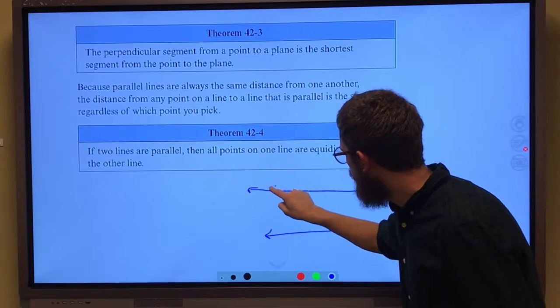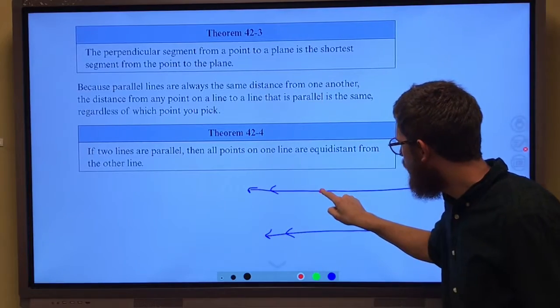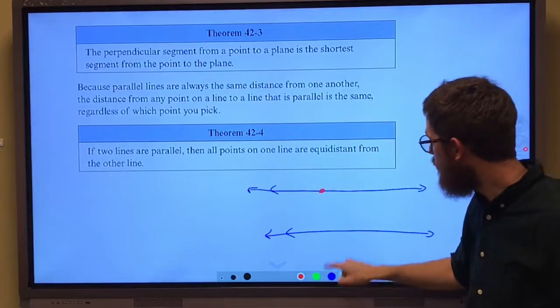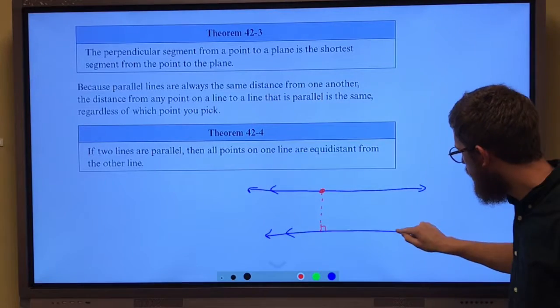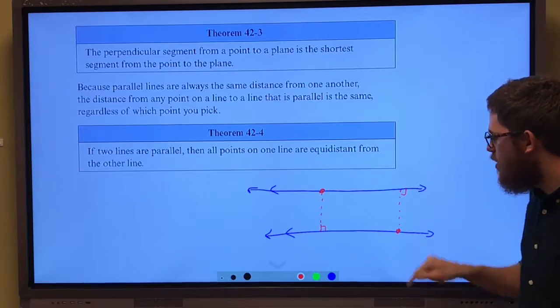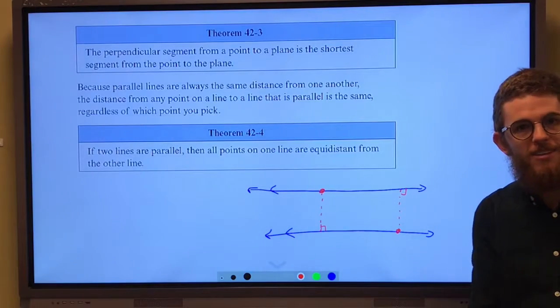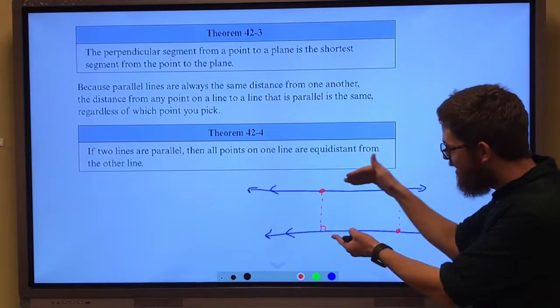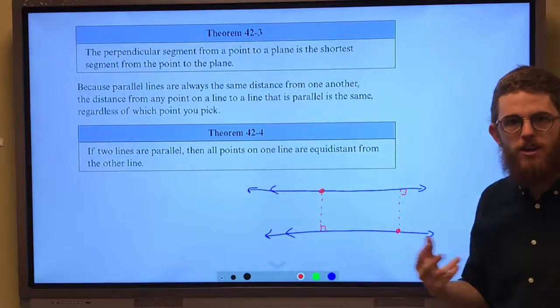If we have 2 lines and we're told they're parallel, well, if I pick a point on this line, I say, how far away is that other line? We would draw a perpendicular segment. If I were to say, how far is this line over here? It's always going to be a perpendicular segment. So it would make sense that these 2 segments are exactly the same, because these 2 lines are the same distance apart. That is part of our understanding of parallel lines.